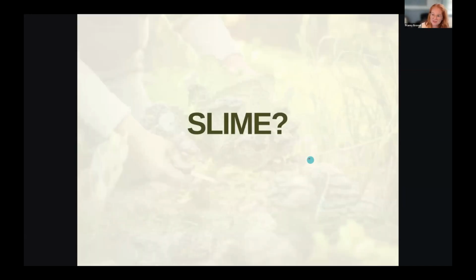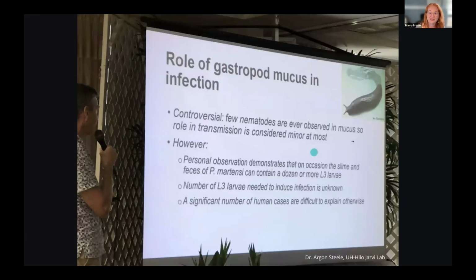One of the other pieces that they've investigated, because there's been a lot of questions about this, is slime. Are there parasites in the slime? Yes, there are parasites in the slime. Only a few, not as much as you're going to get if you ingest the slug. And I take this directly from this slide by Dr. Argon Steele, who's a researcher at the Jarvie lab. I took a picture of the slide to share it, to show that this is what scientists are sharing with other scientists.